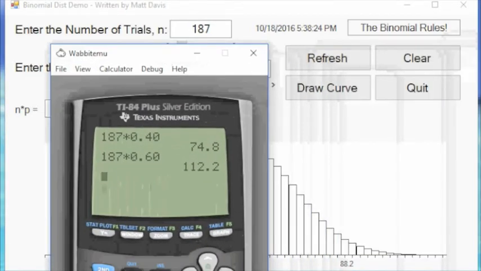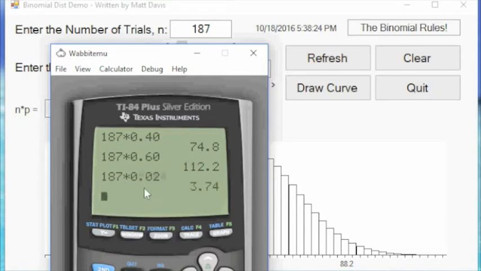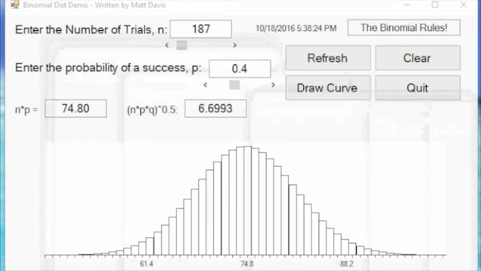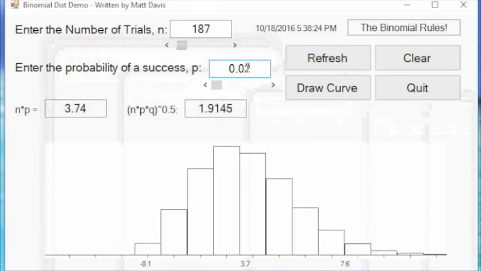What if we took 187 times 0.02? So what if only 2% of video game players were female? Then your value of NP would be under 10 at 0.374. So we might not get a bell shape for that. So let me change this P to 0.02 and see what happens.